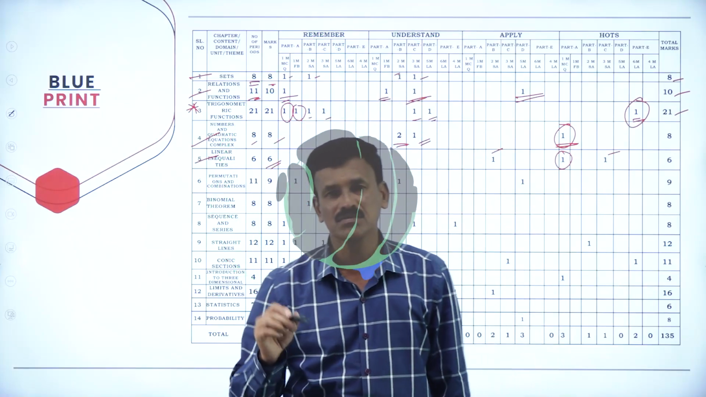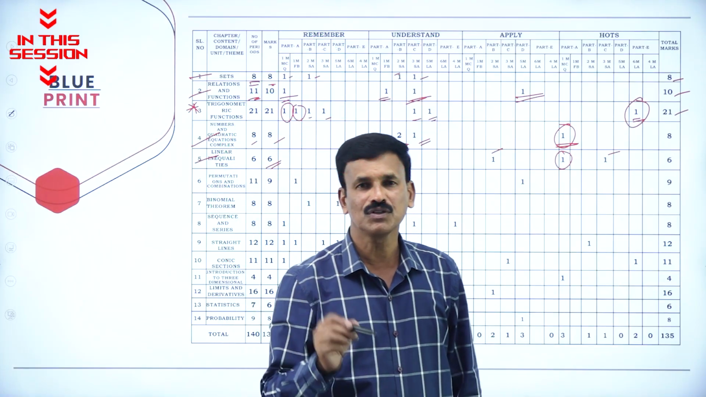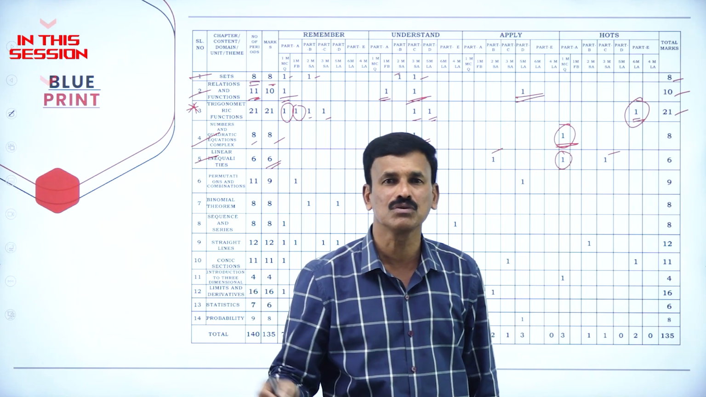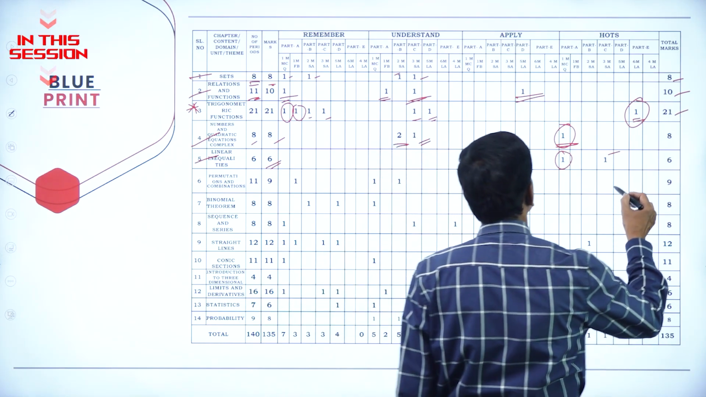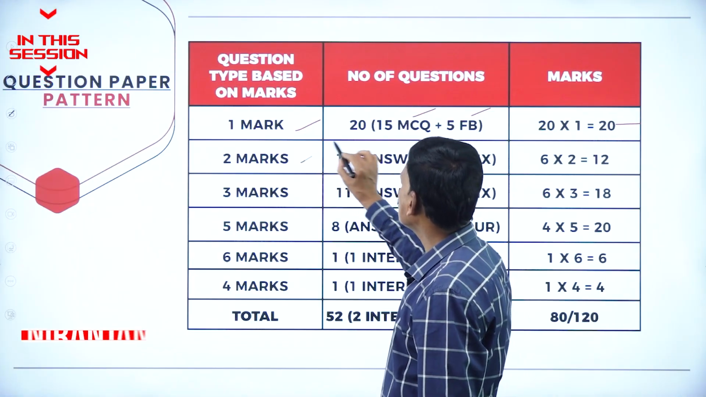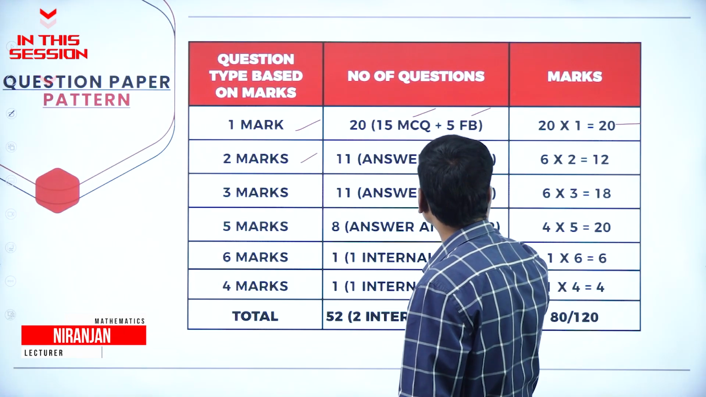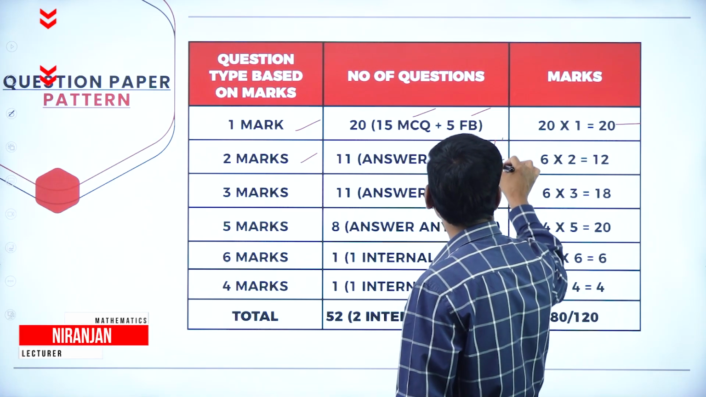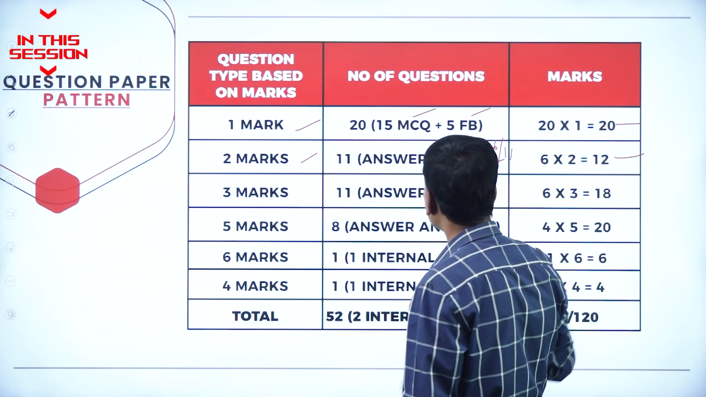Linear inequalities, we'll get one MCQ question, one 2 marks question and one 3 marks question. Totally 1 plus 2 plus 3, that's equal to 6 marks for linear inequalities. 2 marker questions, so 11 questions will be there. In this you are going to answer any 6. So 6 out of 11, you will get 12 marks.